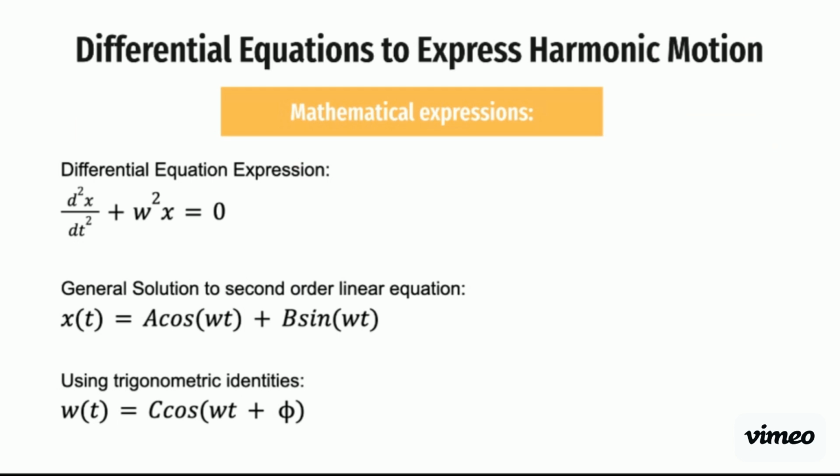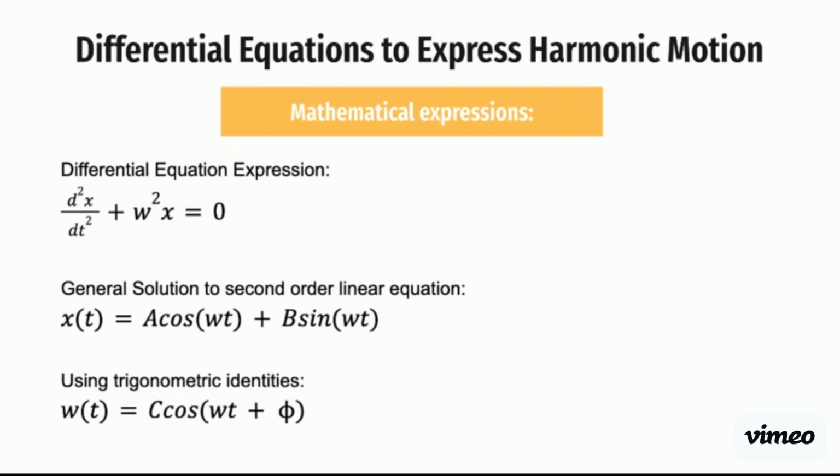Here are the differential equations to express harmonic motion of the pendulum. So harmonic oscillation refers to a type of periodic motion where a system oscillates back and forth around an equilibrium position. The key characteristic of harmonic oscillation is that the restoring force acting on the system is directly proportional to the displacement from the equilibrium position and acts in the opposite direction. This relationship results in a motion that is sinusoidal in nature, and you can find this in the book actually.